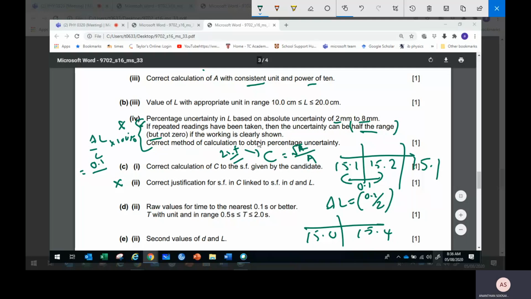Okay. If I go for 3 instead of 2, how do I justify it? When it comes to justification, 3 SF is also accepted. But if I were you, if I see they ask to justify, I follow the rule. Two, then I write 2 significant figures.